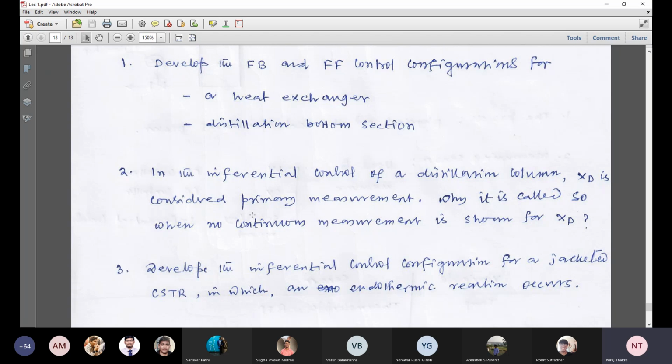But in that case, the control scheme is called feedback controller, not inferential controller. So just to show the inferential control scheme, I have added that software or estimator part. Okay, sir. Got it. Yes.